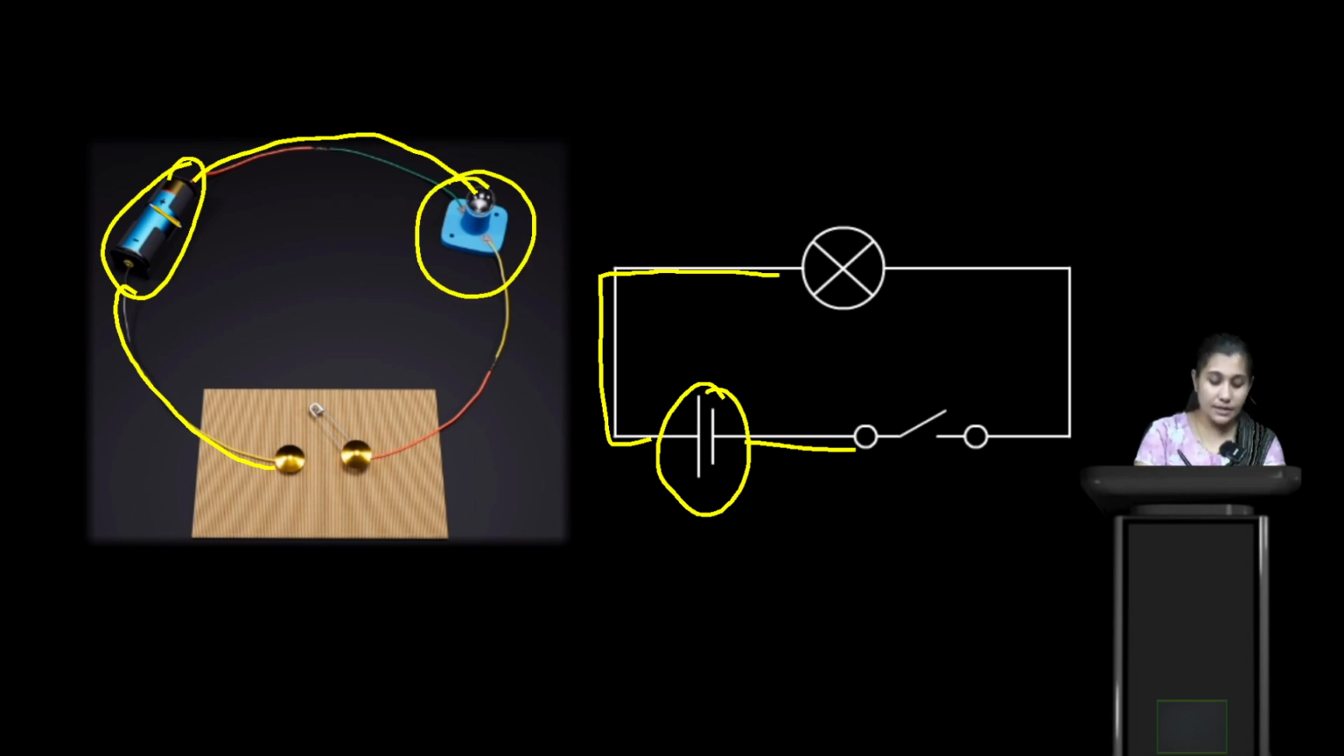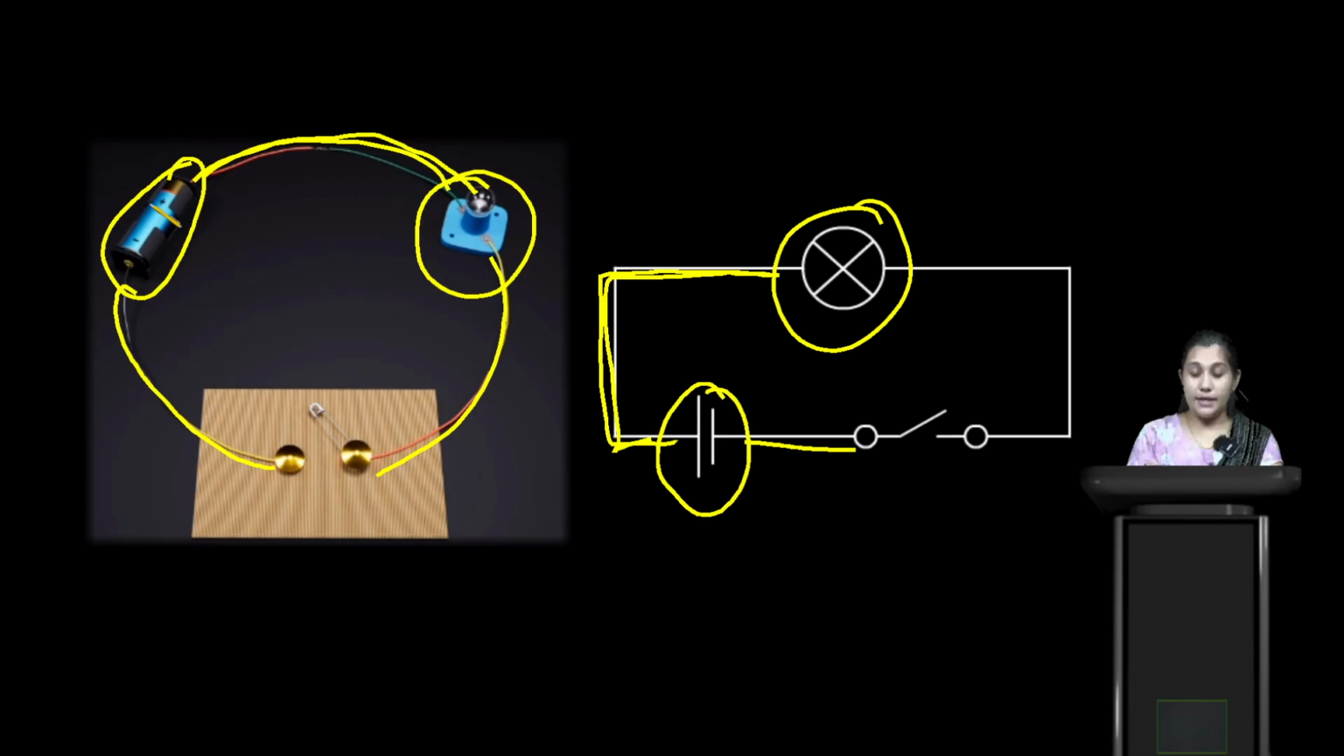And this one is a what? This one is the lamp. So one wire of the lamp is connected to the electric cell and the other wire of the lamp is connected to the switches. See, this one is a lamp. One wire is connected to the electric cell and the other wire is connected to the switches.